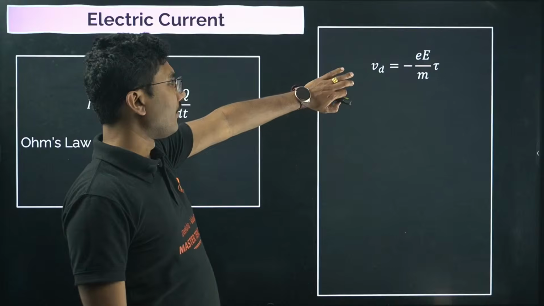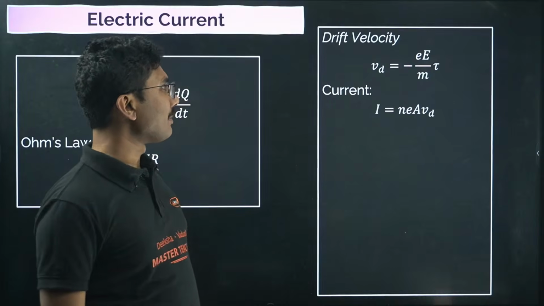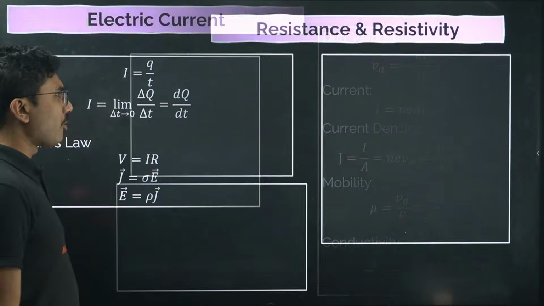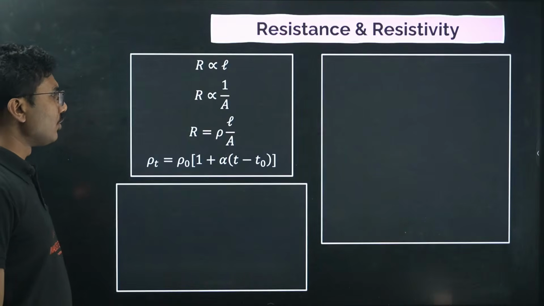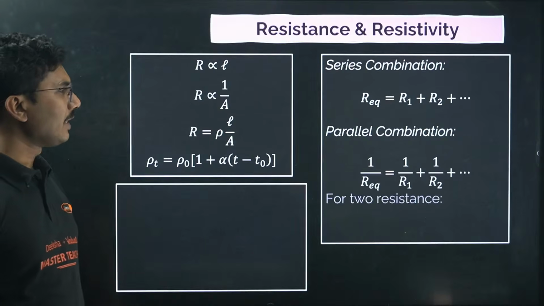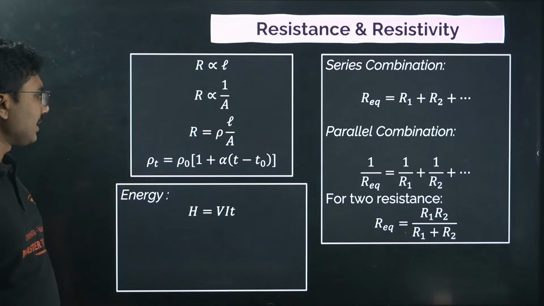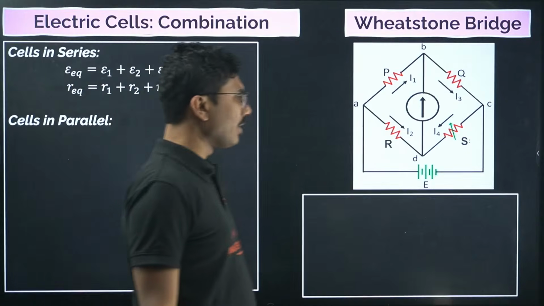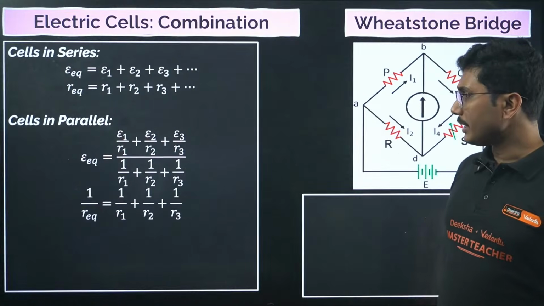Okay, drift velocity is given by this, current is given by this, current density, mobility. So all the important formulas that you need to remember from this chapter are provided in this single formula sheet. Okay, and that is very, very handy for you. I am not doing anything new, everything is already discussed in this lecture.